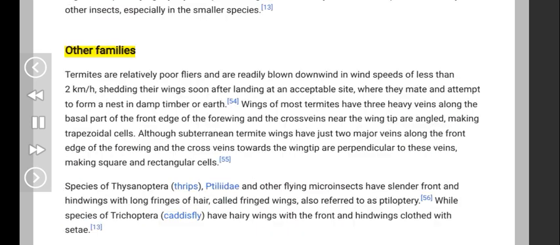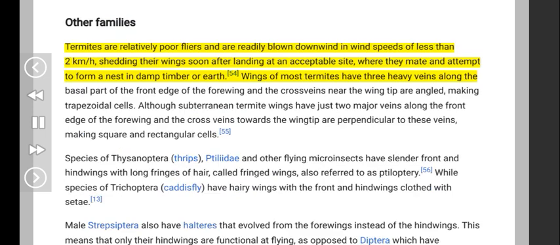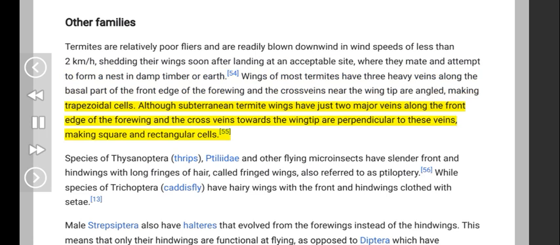Other families. Termites are relatively poor flyers and are readily blown downwind in wind speeds of less than 2 km per hour, shedding their wings soon after landing at an acceptable site, where they make an attempt to form a nest in damp timber or earth. Wings of most termites have 3 heavy veins along the basal part of the front edge of the forewing and the cross veins near the wing tip are angled, making trapezoidal cells. Subterranean termite wings, however, have just 2 major veins along the front edge of the forewing and the cross veins towards the wingtip are perpendicular to these veins, making square and rectangular cells.